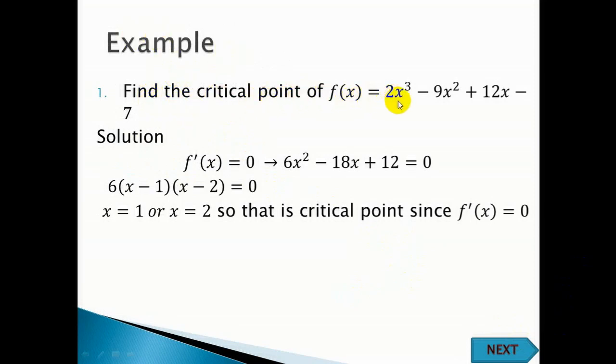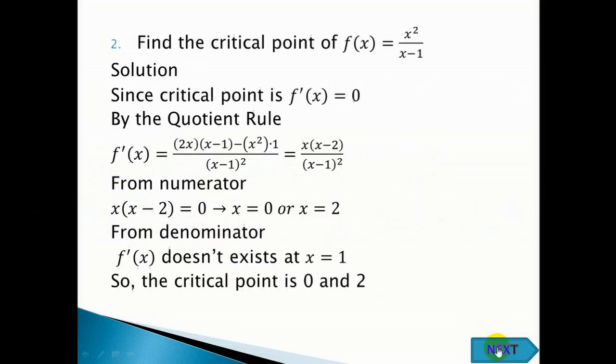Example: find the critical points of f(x) = 2x^3 - 9x^2 + 12x - 7. Solution: you need to set the derivative equal to 0. You will get 6x^2 - 18x + 12 = 0. So you need to find the roots of this, and you will get x = 1 or x = 2. Those are the critical points, since the derivative equals 0 there.